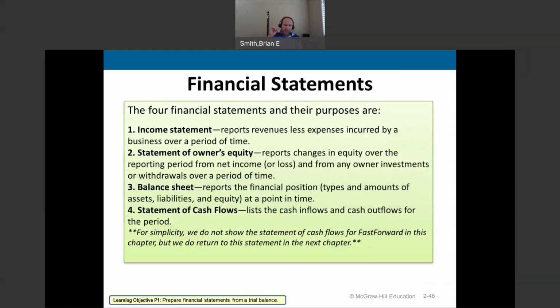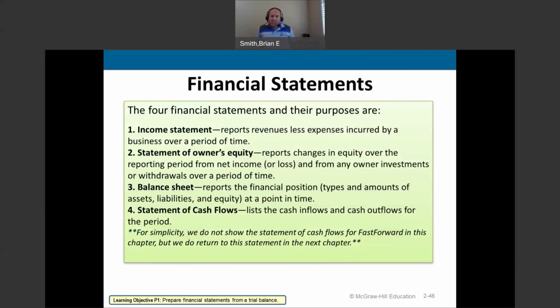The income statement, again, reports revenues minus expenses. That gives you your net income or net loss. Statement of owner's equity reports changes in your equity over whatever accounting period we're doing. We add in any owner contributions to the beginning balance, and then we add in net income and subtract out any owner withdrawals. The balance sheet lists everything else that we didn't put on the income statement or the statement of owner's equity.